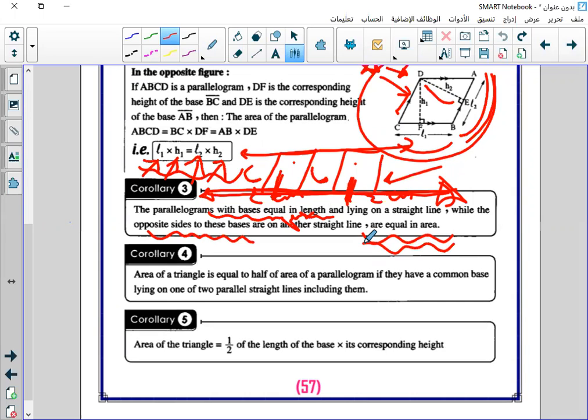The area of a triangle is equal to half of the area of a parallelogram if they have a common base lying on one of two parallel straight lines included between them. So the area of the triangle equals half the area of the parallelogram. What is the condition? If they have a common base lying on one of two parallel straight lines. So if this is the parallelogram and this is the triangle, okay?